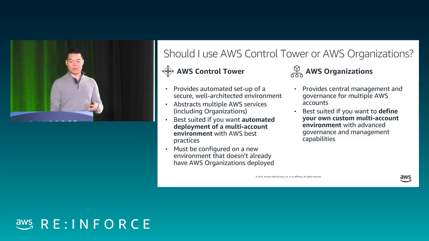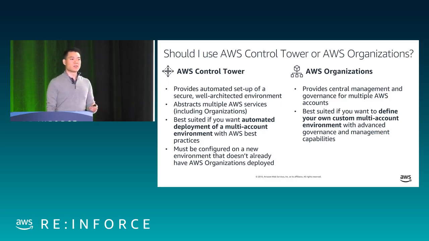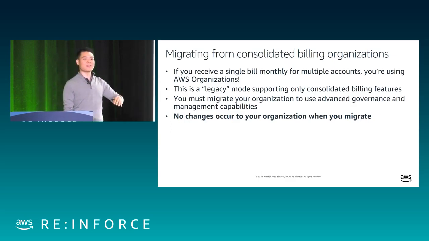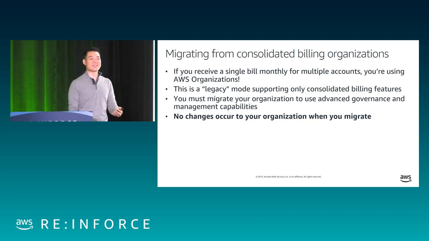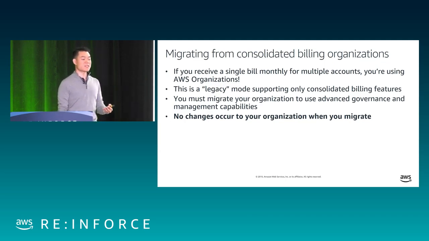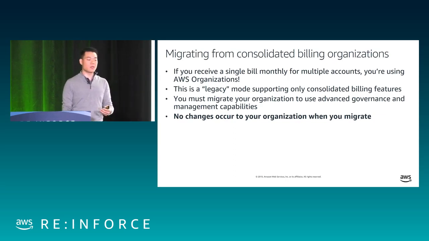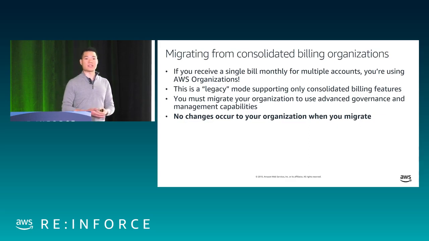The other question that customers ask me all the time is migrating from consolidated billing organizations to all features organizations. So for those of you that kept your hands raised that said that you weren't using organizations but received a consolidated bill for multiple accounts earlier, well, surprise, you're actually using AWS Organizations behind the scenes. This is a legacy mode of organizations that only provides you with the consolidated billing features. And so if you want to take advantage of all of the advanced management and governance capabilities available within organizations, you're going to have to migrate your organization.